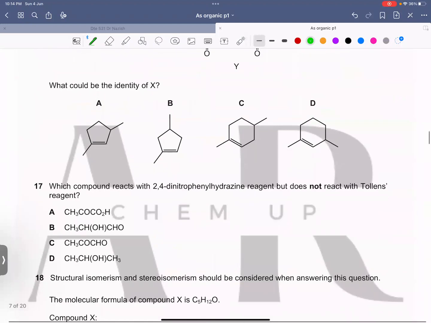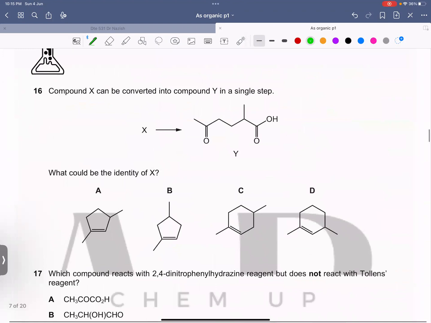Okay. Now question number 16. I think we have discussed this question. Compound X can be converted into compound Y in a single step. What could be the identity of compound X? Okay. So if you are saying that all are alkenes, okay, how do you figure out which compound is this?